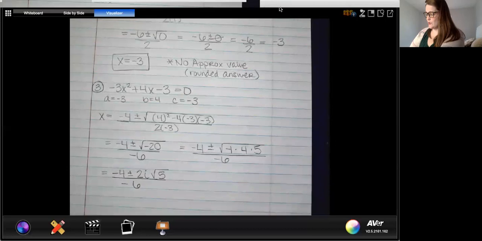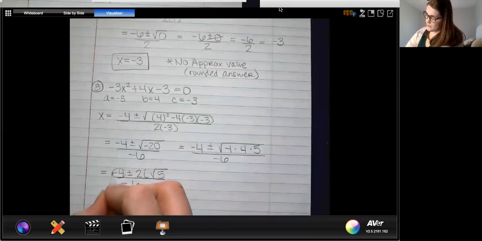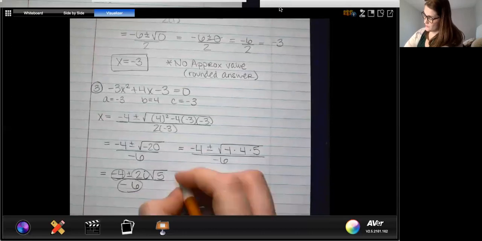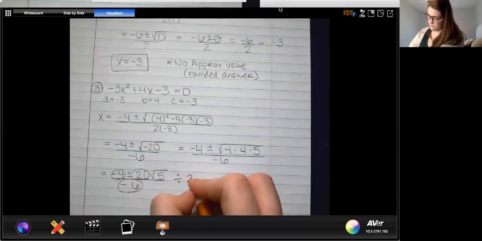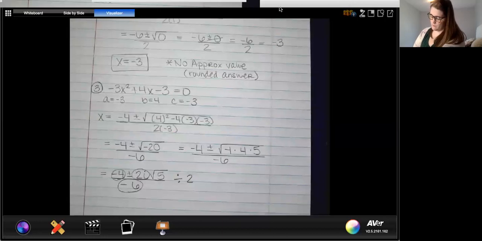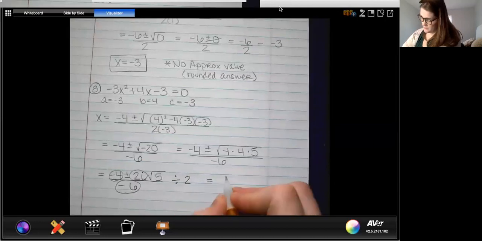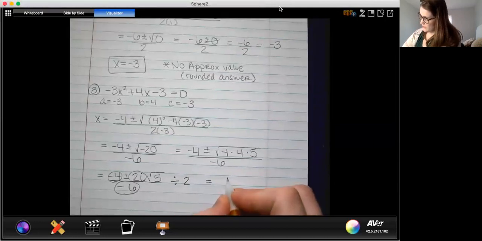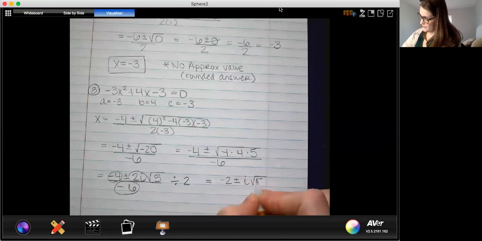And from here, we should notice that all of the outside numbers are divisible by 2. Each of these is divisible by 2, so I can divide the whole thing by 2. And so therefore I get -2 plus or minus I square root of 5 divided by -3.